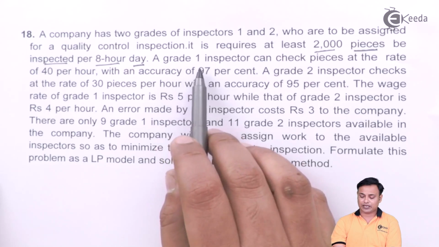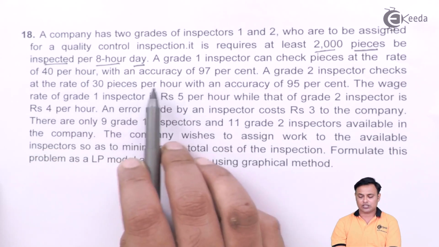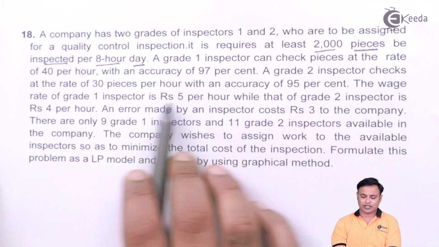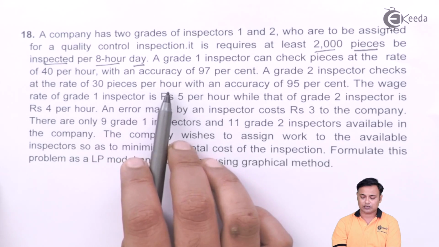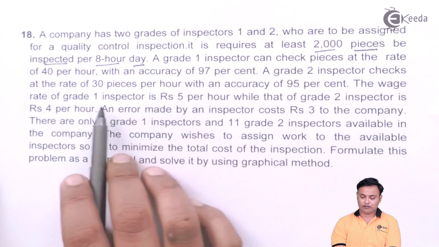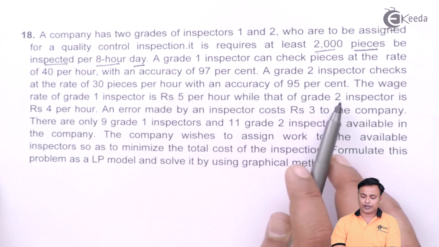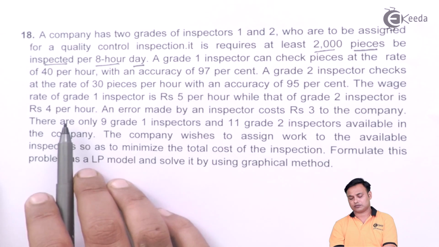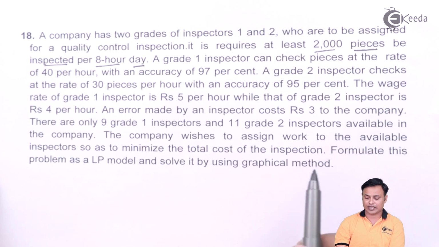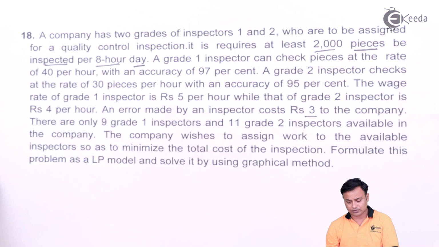The grade 1 inspector can check pieces at the rate of 40 per hour with an accuracy of 97%. A grade 2 inspector checks at the rate of 30 pieces per hour with an accuracy of 95%. Wage rate of grade 1 inspector is 5 per hour, while that of grade 2 inspector is 4 per hour. An error made by the inspector costs rupees 3 to the company. So if there is an error, company will suffer a loss or a cost of 3 rupees.